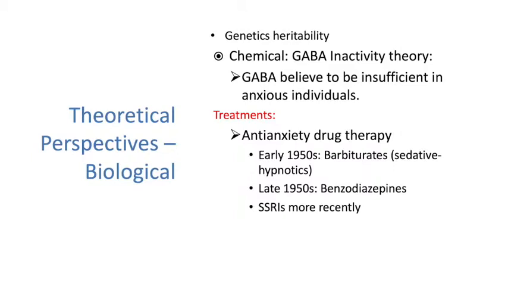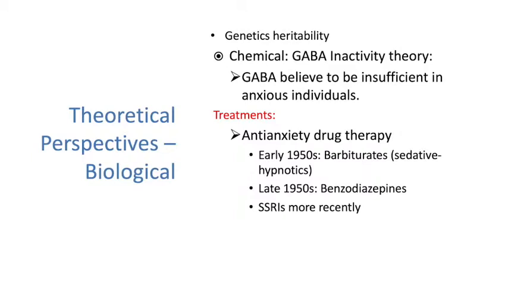The GABA inactivity theory basically says that people who are prone to anxiety conditions have less of this inhibitory neurotransmitter in their brains. Given this genetic and chemical link, there have been several biochemical interventions developed for anxiety conditions that show relatively good efficacy and effectiveness rates. So there are lots of anti-anxiety or anxiolytic treatments. Barbiturates are sedative hypnotics. Again, the role of barbiturates is to slow down central nervous system firing, so they work quite well as an anti-anxiety medication.